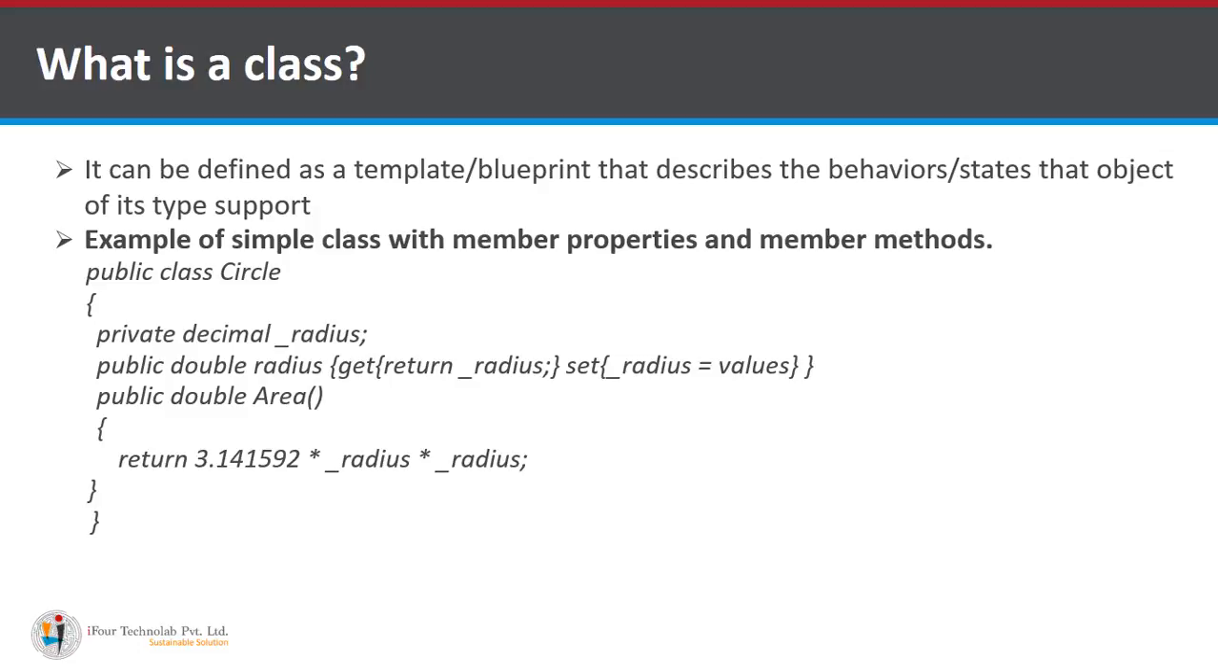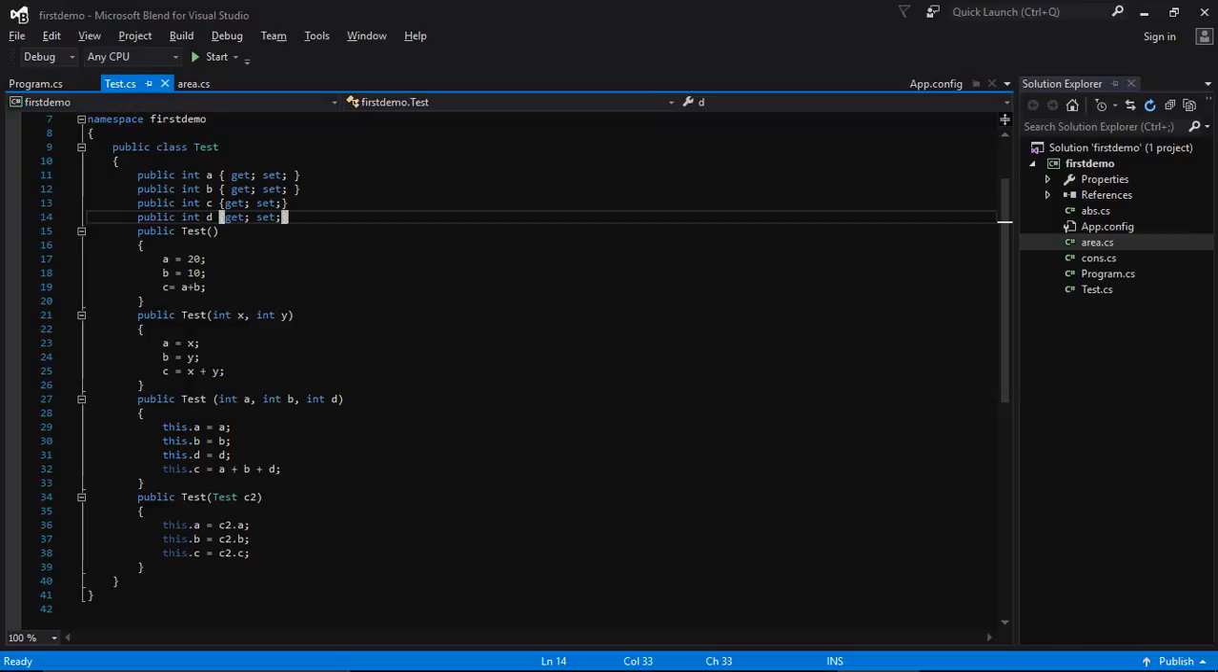Now let me show you an example for a class. Here you can see I already created an example for you. Here you can see there is a public class Test. It has four member properties, that is integer A, integer B, integer C and integer D. All are public, so they can be accessed outside the class as well.